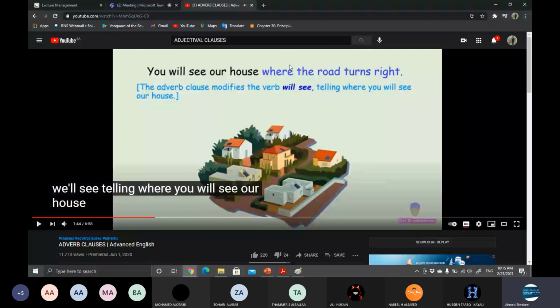So once again, all of these adverb clauses, the ones in the blue color, you can elapse them from the sentence and still the sentence makes sense because you're just giving extra information. So you'll see our house, complete information. But where the road turns right tells you about the house or describes it. Where can you see it?